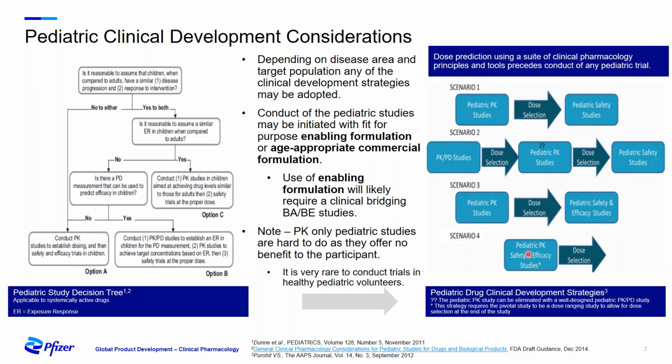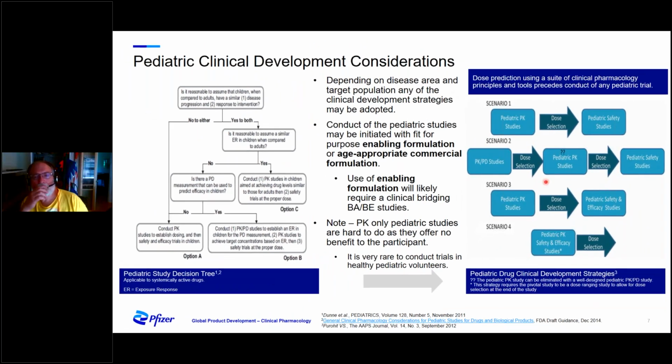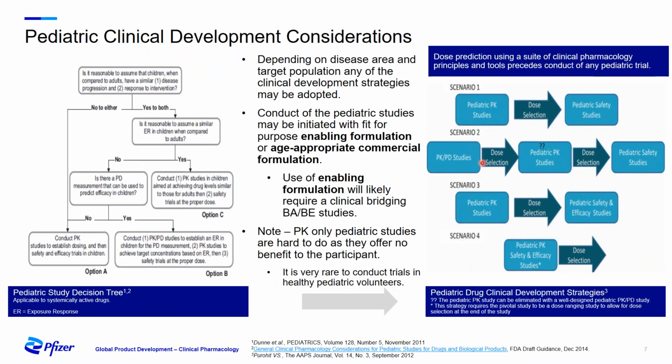And scenario 4 is kind of a hybrid version of all things being done together, where you are doing pediatric PK, safety, and efficacy study in one single trial, and then you are selecting the dose at the end. So these are the scenarios, and there could be variations of these scenarios that you could encounter, but these are the main pediatric clinical development strategies that you will probably adopt depending on which branch of the decision tree you land under.